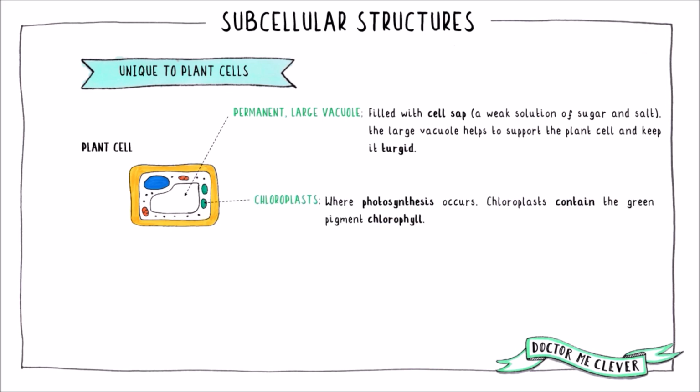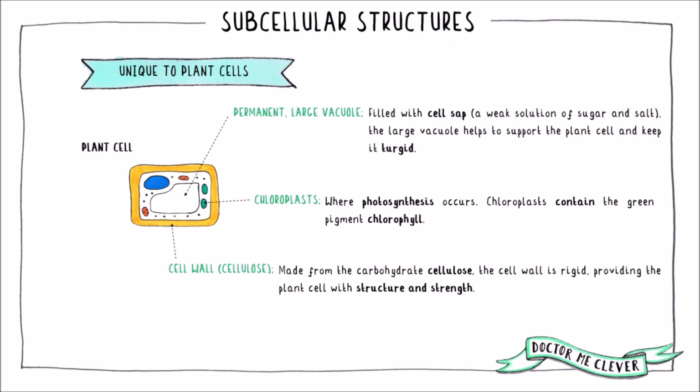Chloroplasts are the site of photosynthesis. They contain the green pigment chlorophyll, which absorbs the light energy needed to turn carbon dioxide and water into glucose and oxygen during photosynthesis. And finally, the cell wall, made from the carbohydrate cellulose. The cell wall is rigid and provides structure and strength to the plant cell.